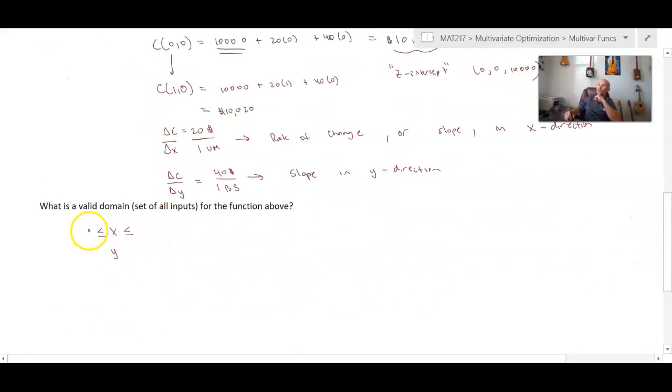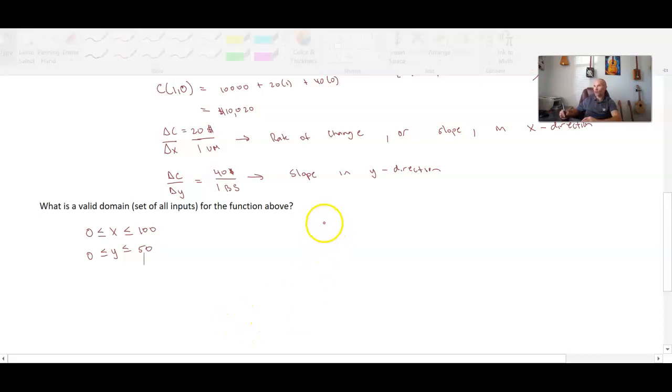Well, they can't produce fewer than 0, so x has to be bigger than or equal to 0, but less than or equal to, we'll just say, 100. And we'll say that maybe for the big stack, they can only produce 50, so this y is going to go from 0 to 50.